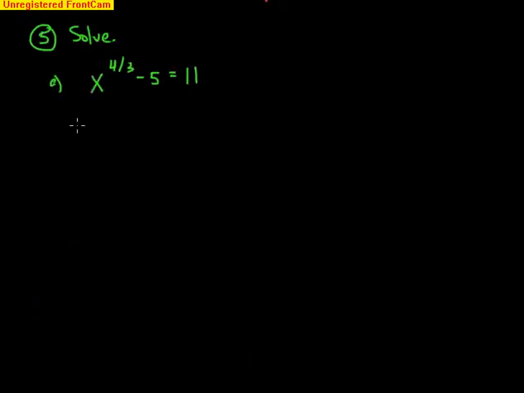Okay, last section of problems we're going to do 4 are all solving problems, and they will involve rational exponents and radicals. So here's our problem. X to the 4/3 minus 5 equals 11. We will get the x to the 4/3 alone by adding 5 to both sides. And now, when you want to get rid of the rational exponent, you will raise both sides to the reciprocal power. The reciprocal of 4/3 is 3/4.